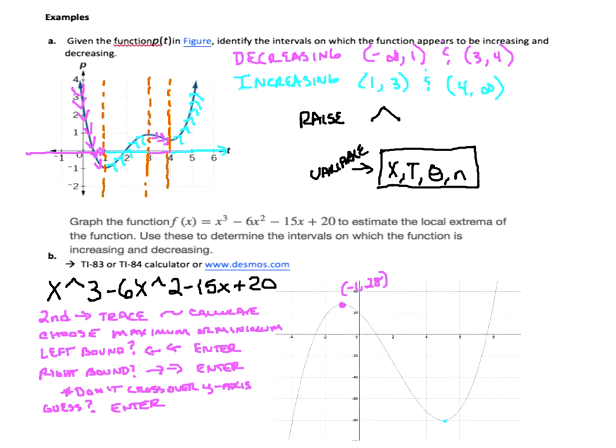It asks you to guess. Just hit enter. And I come up with approximately, this point right here is approximately 5, -80. Did you get the same thing, Cyprian?